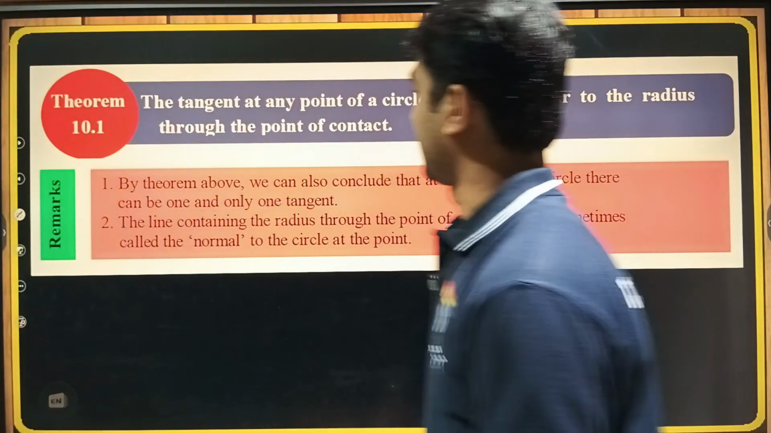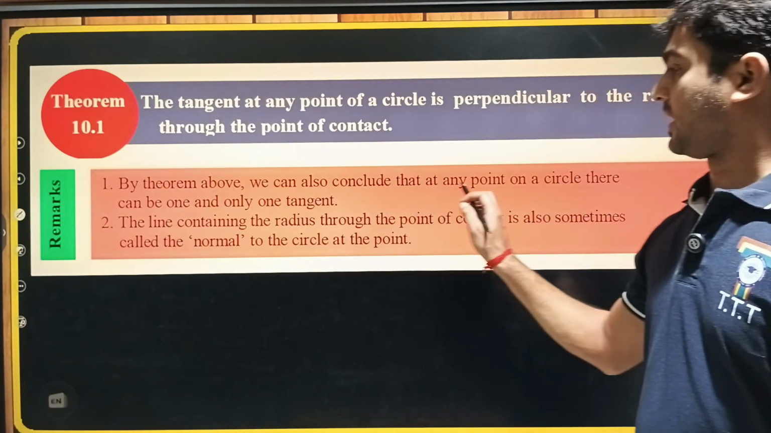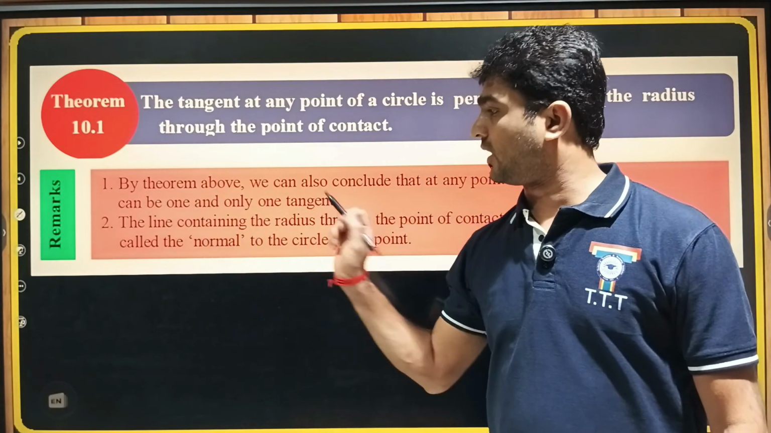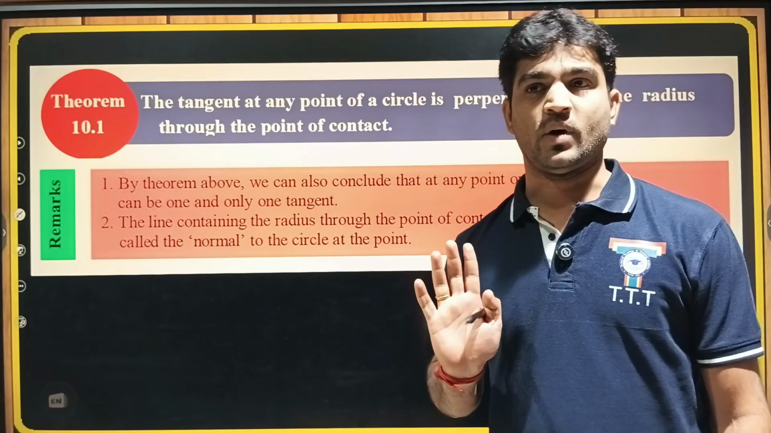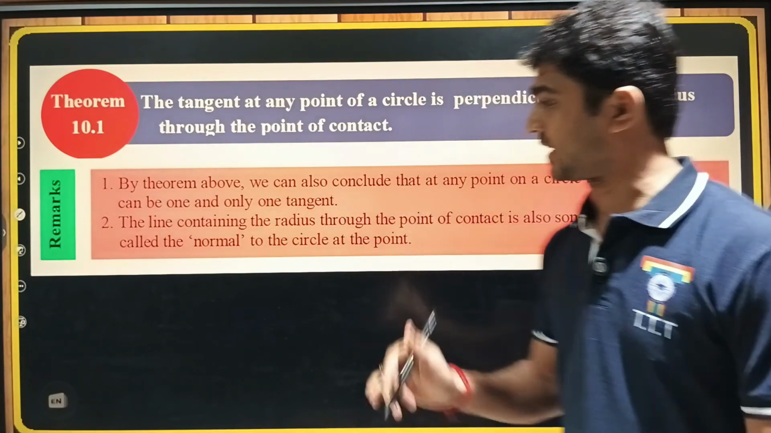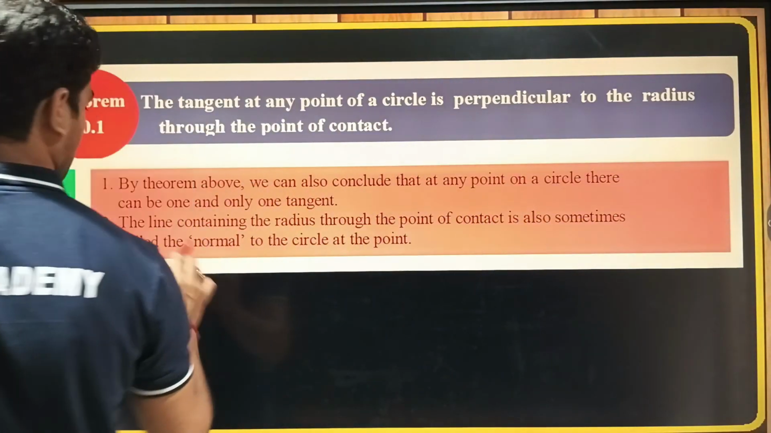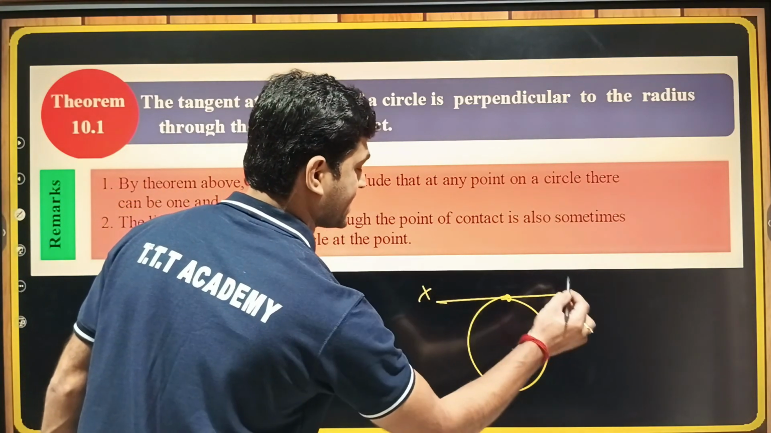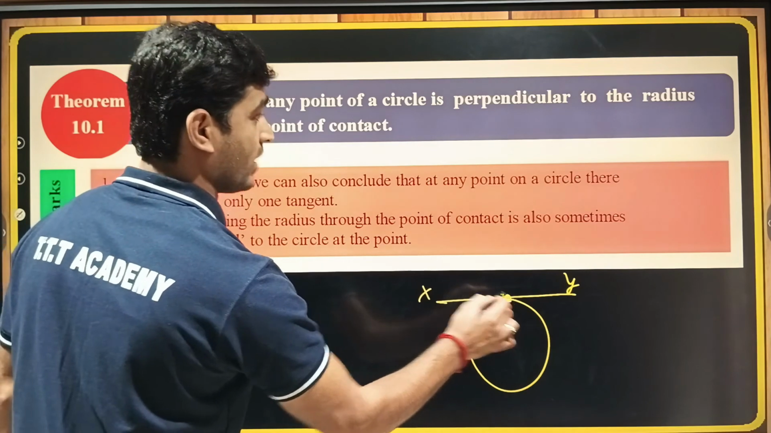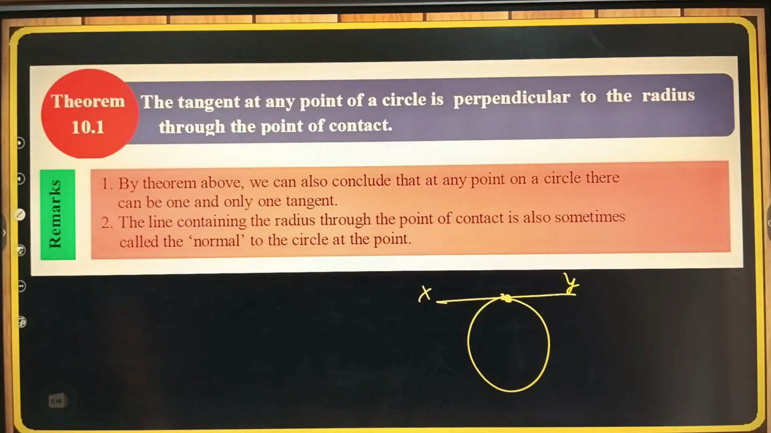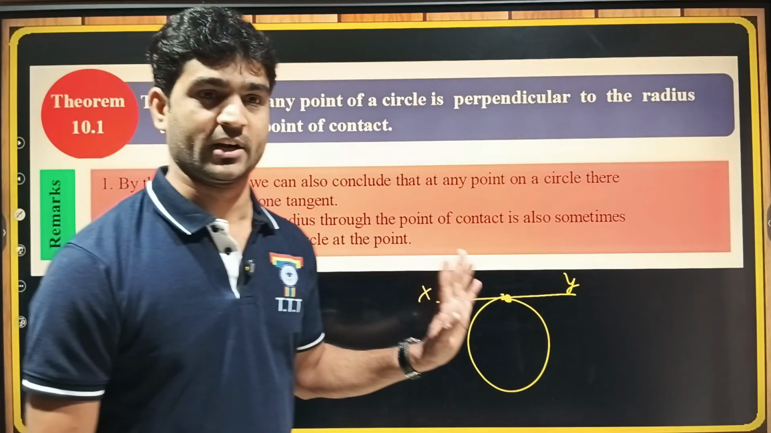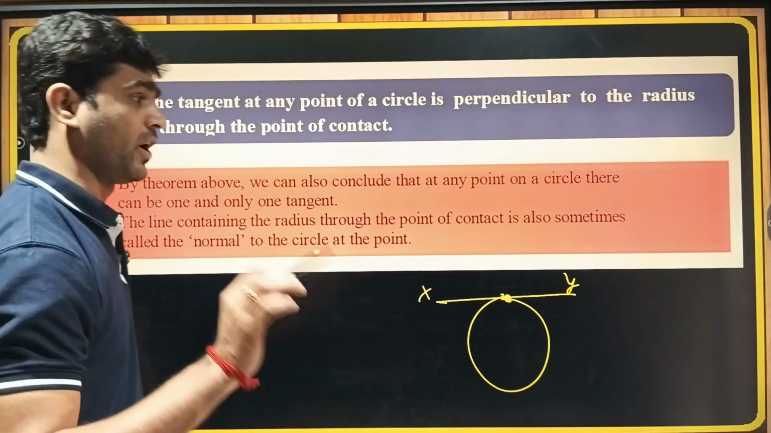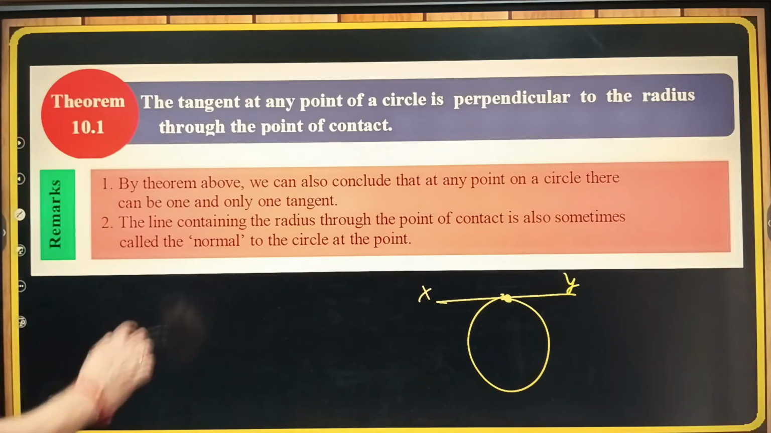By this theorem above, we can also conclude that at any point on a circle there can be one and only one tangent. Only one tangent. If we take any circle, we have to say only one tangent. If XY is a tangent, then there is only one tangent and one point of contact P. At the same time, the line containing the radius through the point of contact is also sometimes called the normal.